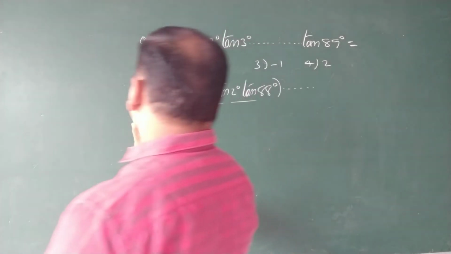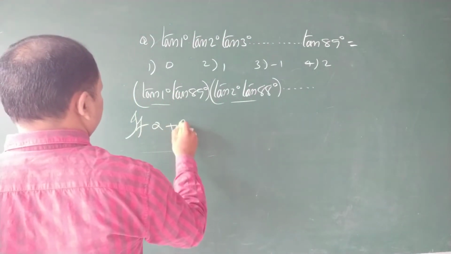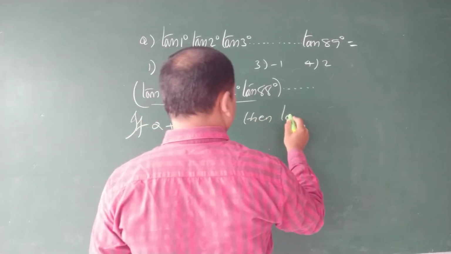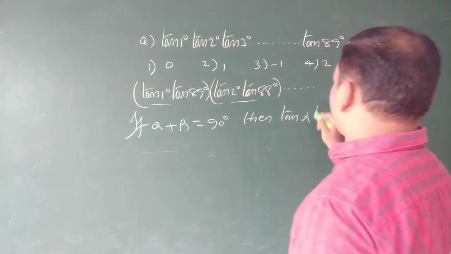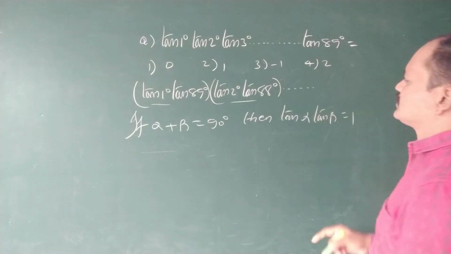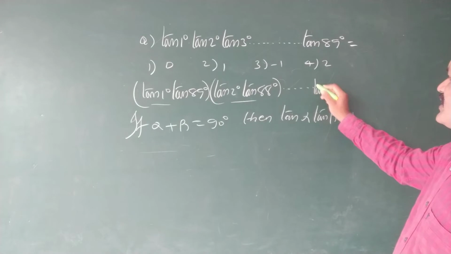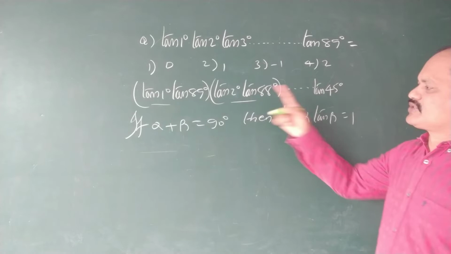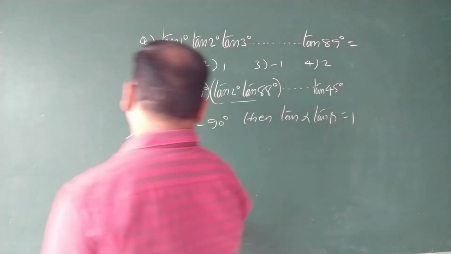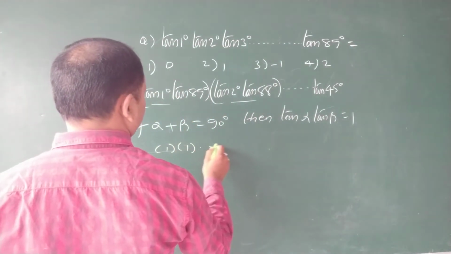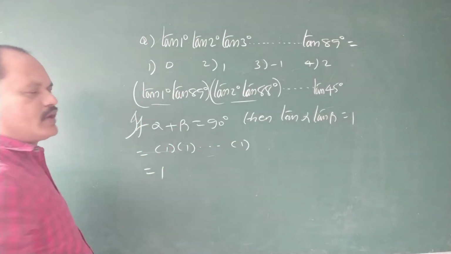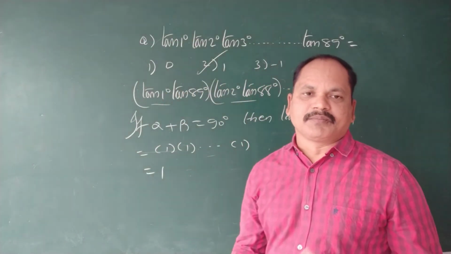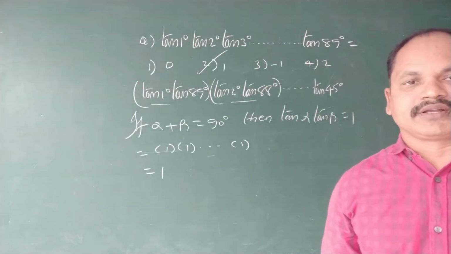According to the formula, if alpha plus beta is equal to 90 degrees, then tan alpha into tan beta is equal to 1. Only one term is left, tan 45 degrees. Already tan 45 is nothing but 1. That's why each bracket contains 1, so it is 1 into 1 and so on, and the answer is 1. That is the second option. So this also depends upon the complementary angles concept.